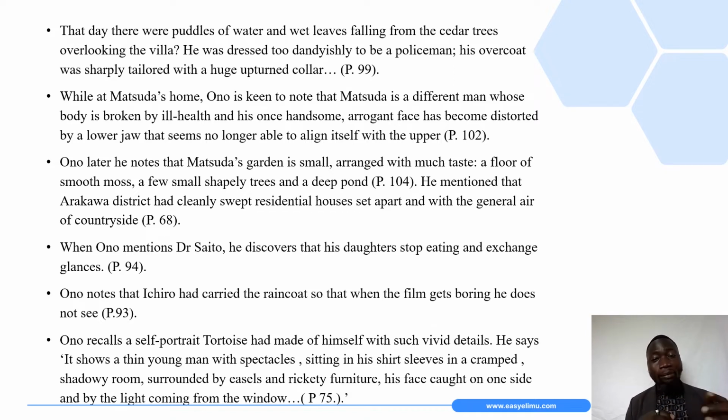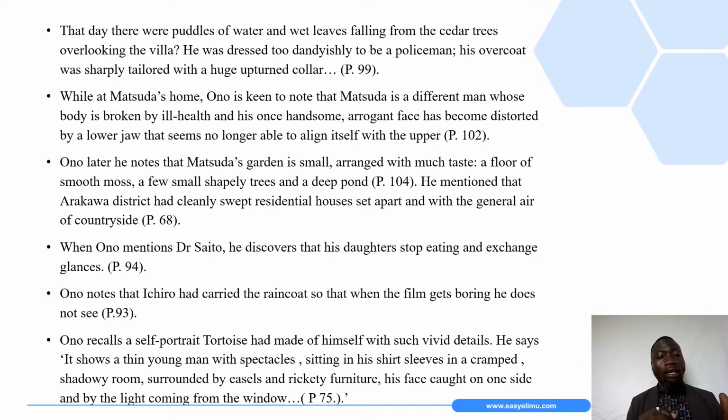So still under this trait, we are told that Ono later notices that Masuda's garden is small, arranged with much taste. That is a floor of smooth moss, a few small shapely trees, and a deep pond. He mentioned that Arakawa district had cleanly swept residential houses, set apart and with the general air of the countryside.